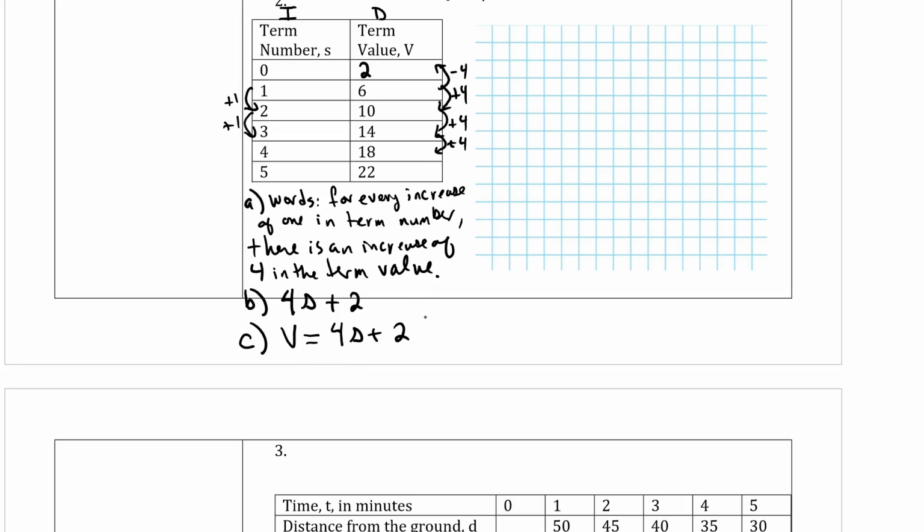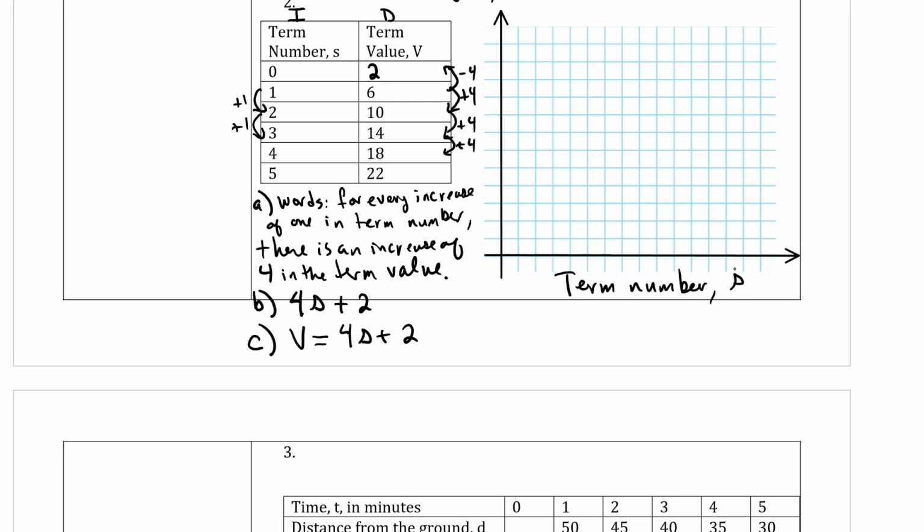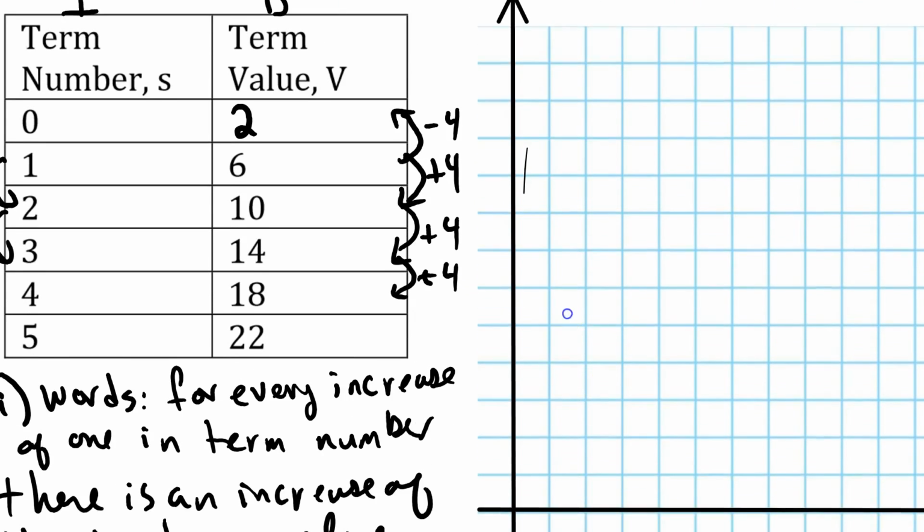And now I'm going to graph it. I'm going to label my horizontal axis, that's my independent, as term number. I call it S. And I'm going to label my dependent, or my vertical axis, as term value. It's getting a little squishy there. I'm just going to zoom in so I can fit it in.